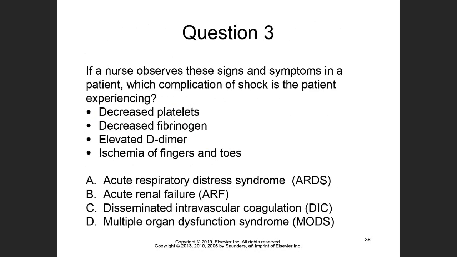We have question number 3. If a nurse observes this sign and symptom in a patient, which complication of shock is the patient experiencing? Decreased platelets, decreased fibrinogen, elevated D-dimer. What's the answer? C. Exactly, it's DIC, disseminated intravascular coagulation or coagulopathy.